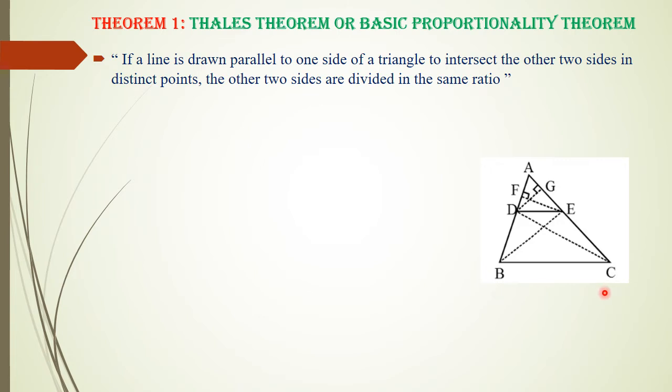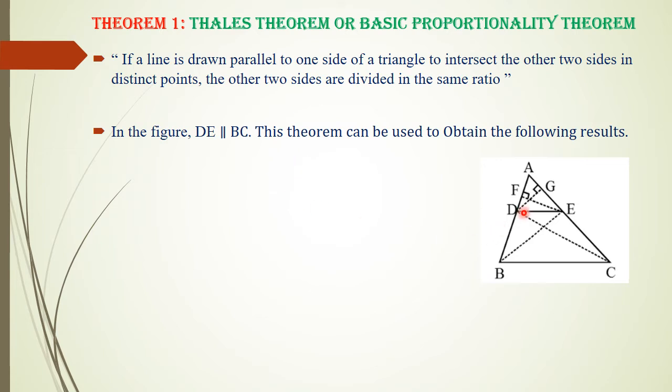If I consider a triangle ABC here, and suppose I take any point on the side AB, be it point D. Now I start drawing a line from this point such that it is going to be parallel to the third side, that is BC. Parallel to this side, I am starting a line and extending it such that that line is going to cut AC side at point E here. Now we can take that DE is parallel to BC.